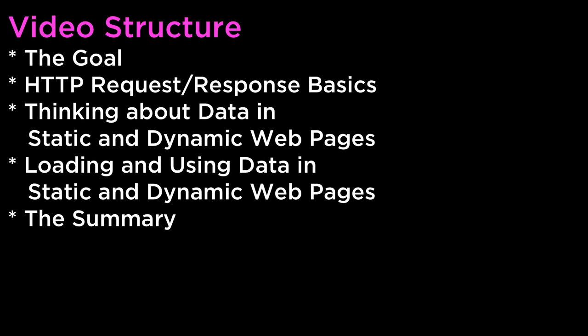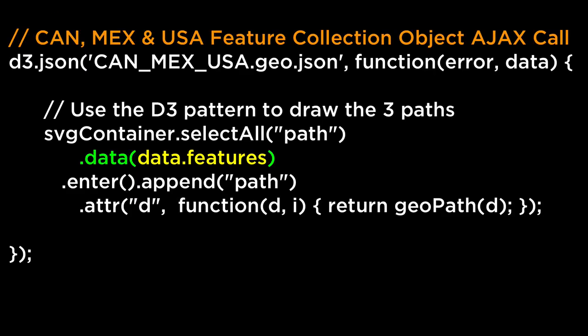Alright, let's get started. The goal. This code makes a D3.json XHR type-specific Ajax call to get and then use data from a server using D3. In this video, we are going to cover how this works, what it is doing, and what to pay attention to when using D3. We will also cover how to think about, load, and use static and dynamic datasets in static and dynamic web pages.